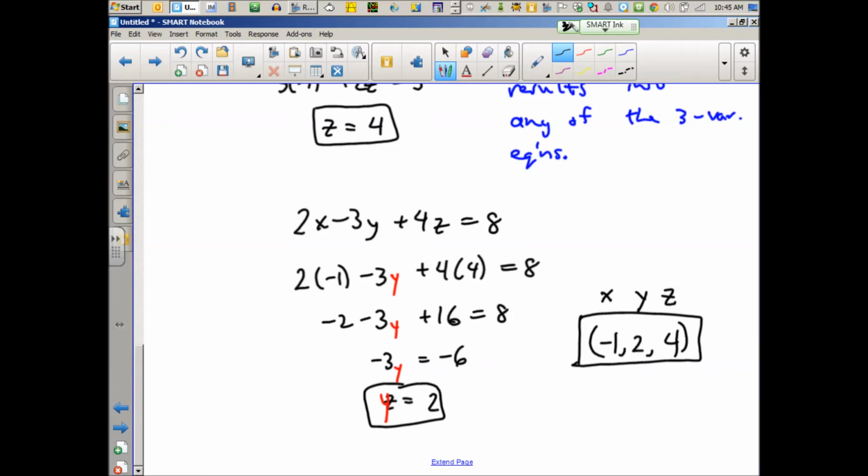So what does this represent? This is the point in space where the three planes cross. And it's a unique point. There's no other point like it. Okay? It's a very special location. If you're standing at the point negative 1, 2, 4, these three planes slice right through that point. So watch out. Here they come. Okay? That's where they all meet.